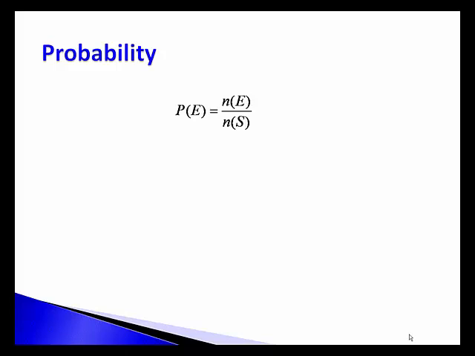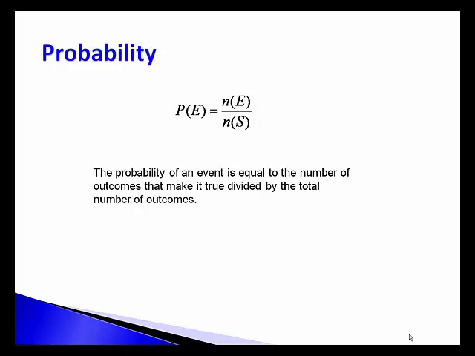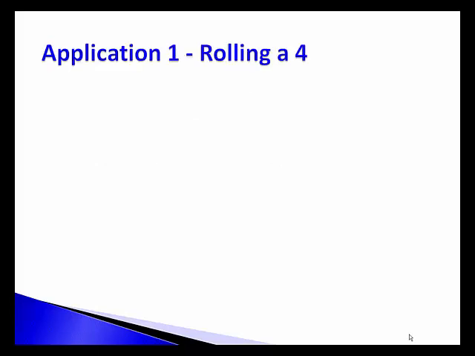The probability of an event is equal to the number of outcomes that make the event true divided by the total number of outcomes. Let me say that in English. The probability of an event is equal to the number of outcomes that make it true divided by the total number of outcomes. So let's look at how this works in a problem.